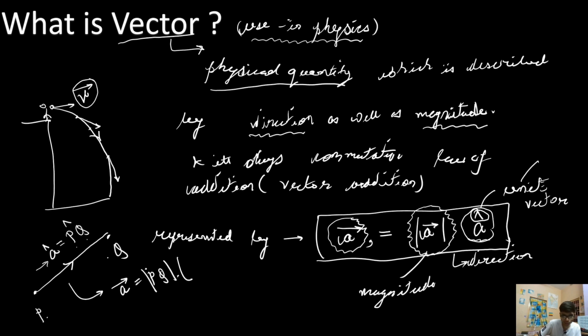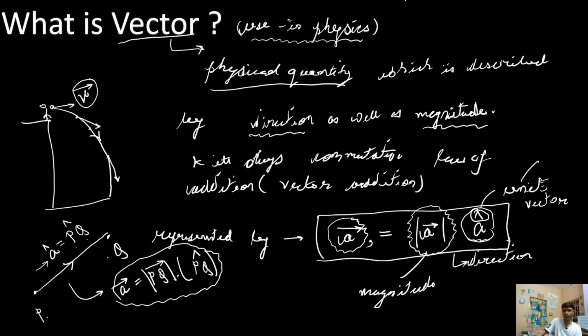So this PQ can be a vector, and this vector is called the A vector, which is equal to the modulus of PQ, that is, the magnitude of this vector, multiplied by PQ cap, the direction associated with it. This makes the complete representation of a vector. Whenever we represent any vector by a straight line, for example the line PQ, this PQ vector is represented by the length of this line segment.